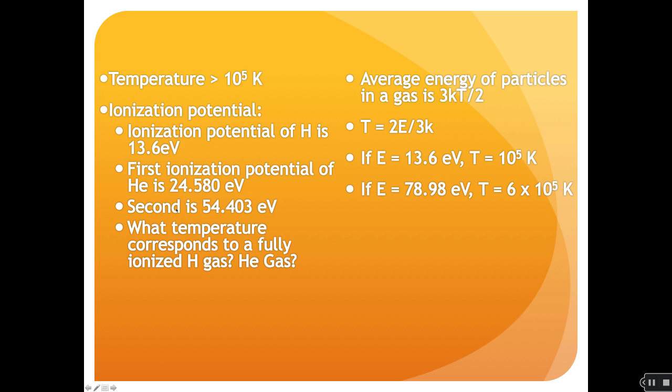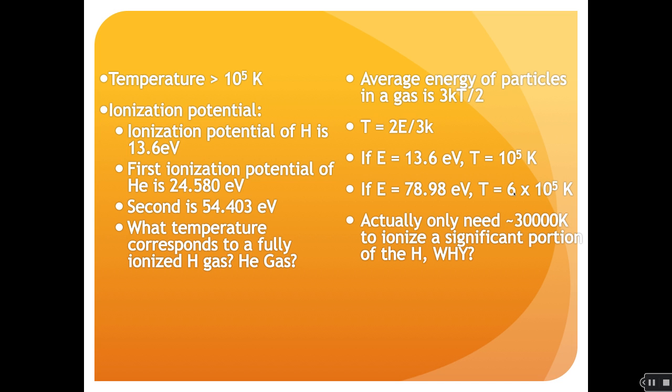If you do the same thing to completely ionize helium, remember I've got 2 electrons, so I need to get rid of this one and this one. I need nearly 80 eV, and this comes up to more like 600,000 Kelvin. However, you don't need to be that hot. So if you're up at around 30,000 Kelvin, you've already got a significant number of things that are moving that will let you get to 13.6.